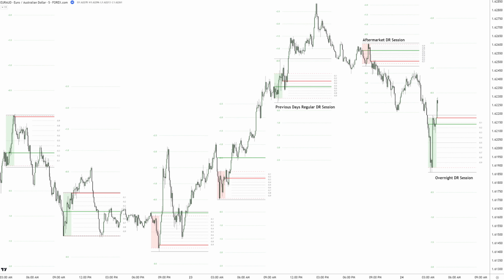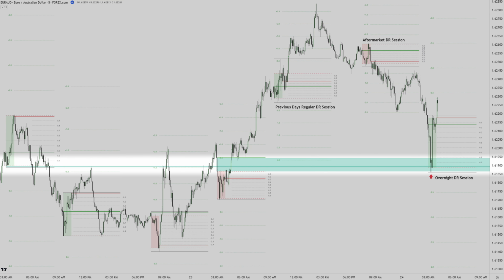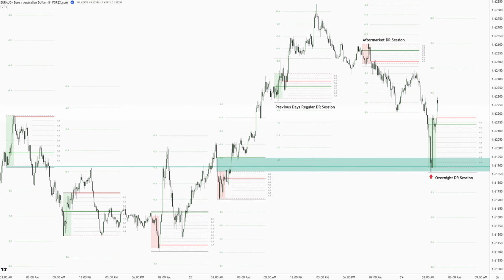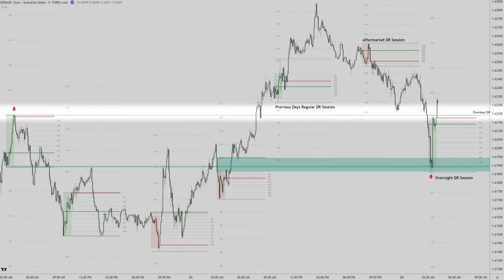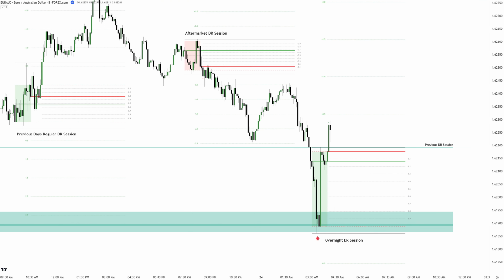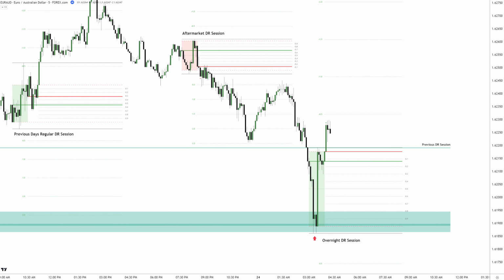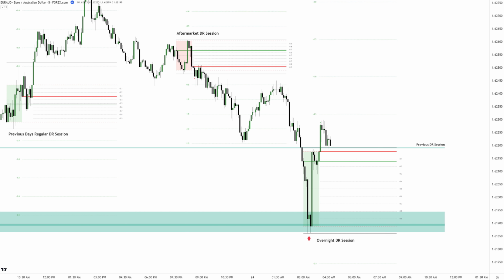Looking at where price found support in the overnight DR session, which could act as extra confluence for further upside, we have 2 previous DR session levels from earlier in the week lining up, with another one aligning with the current defining range. Returning to the ODR, we begin to look for entries and patiently wait for any clear signs.